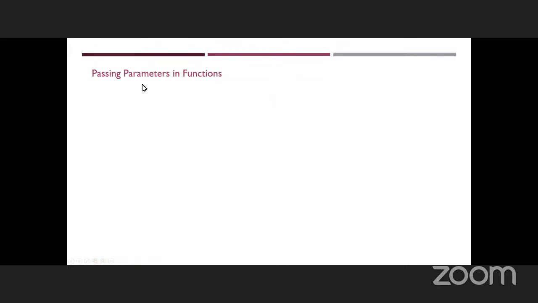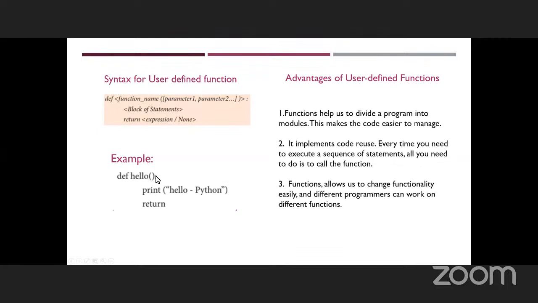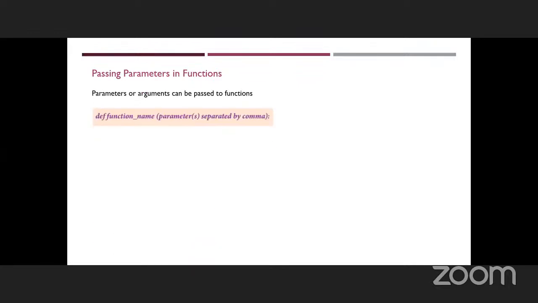And here in this last example, we have seen functions without any parameters. Now we are going with passing parameters in a function. So this is the syntax. We give def, the function name, and the parameters separated by commas, with a colon and the statement block. So this is the example.